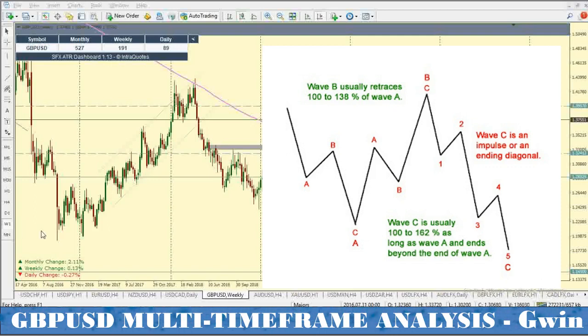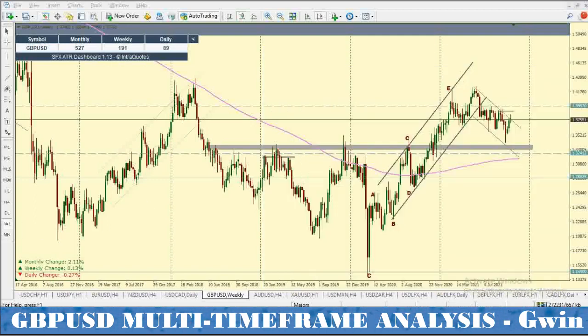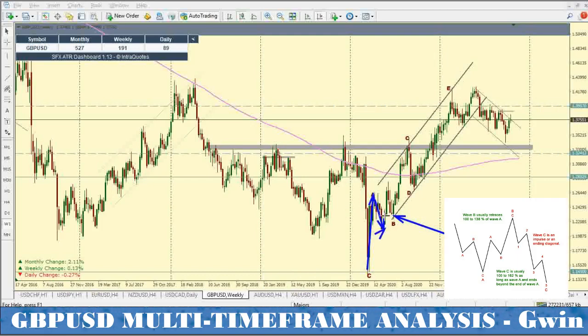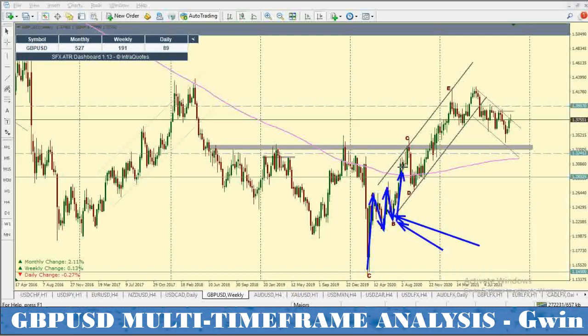All right, so here on the weekly time frame, we could see that we have a wave A. So we have a flat pattern creating here of the A, B, C, which also created a wave B, and we have price then move to the upside, which created a wave C, and this is a wave D, and we also have a wave E to the upside.